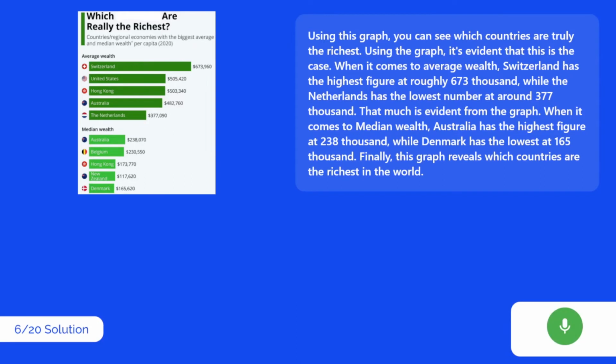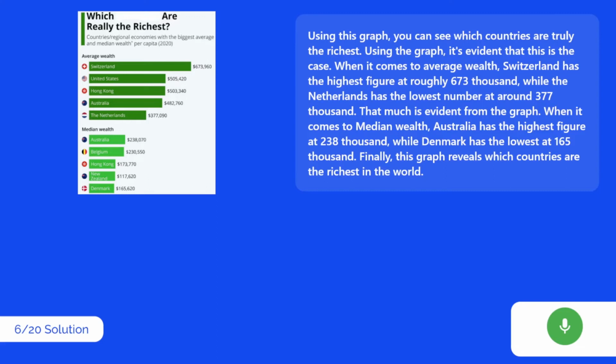Using this graph, you can see which countries are truly the richest. When it comes to average wealth, Switzerland has the highest figure at roughly 673,000, while the Netherlands has the lowest number at around 377,000. That much is evident from the graph.